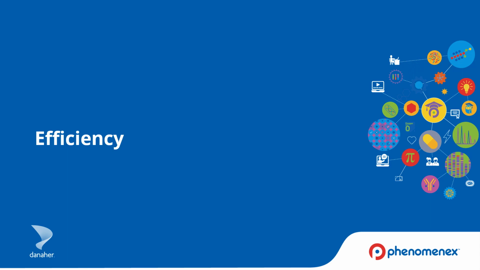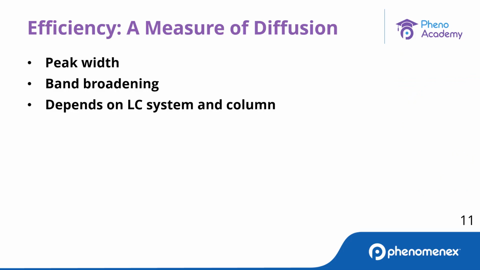Our next parameter is efficiency. Efficiency is a measure of diffusion. So peak width depends on diffusion. A lot of diffusion leads to wide peaks, making efficiency low. And little diffusion gets you sharp peaks, and sharp peaks mean high efficiency. You will hear a lot of band broadening effects that would lower efficiency.